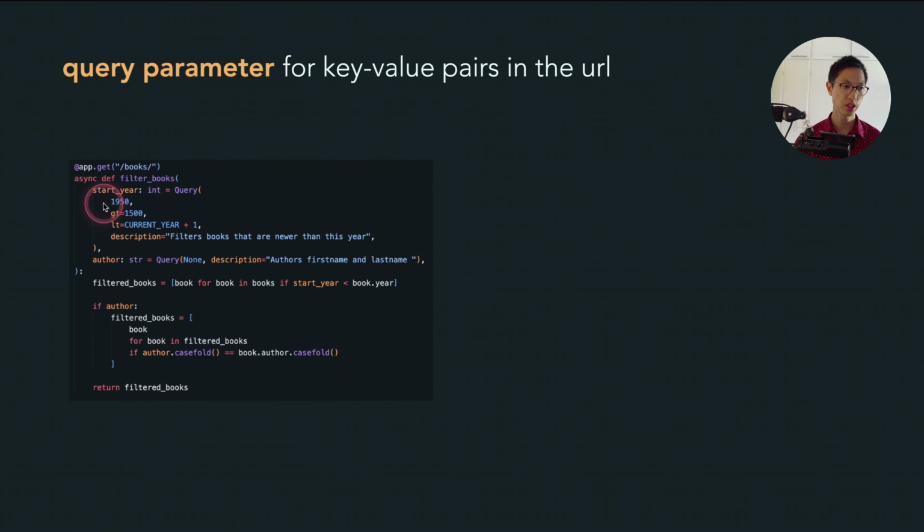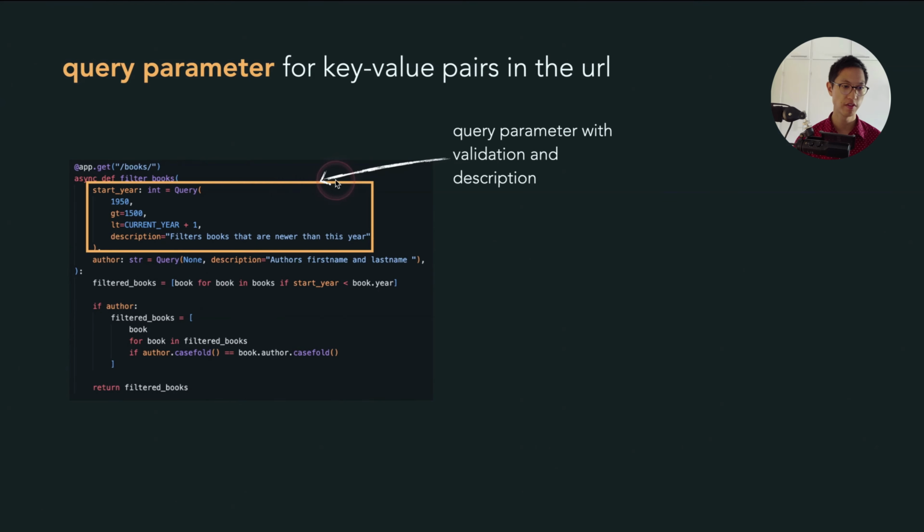This is some code here for a get request. Here you have /book/, and then you have start year and author as two different parameters. We have used Query here in order to make some validation on them. Here you have a query parameter with validation and description. The validation here is that the default is 1950, and then we have greater than 1500 and less than current year + 1. It filters books that are newer than this year. And this is the description.